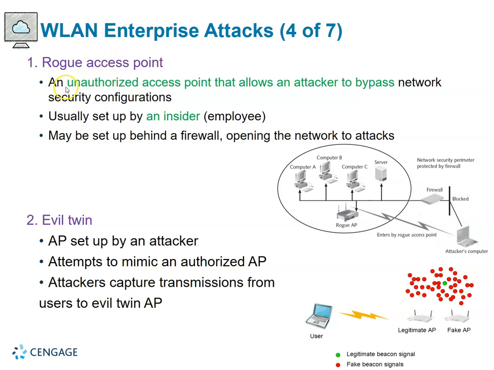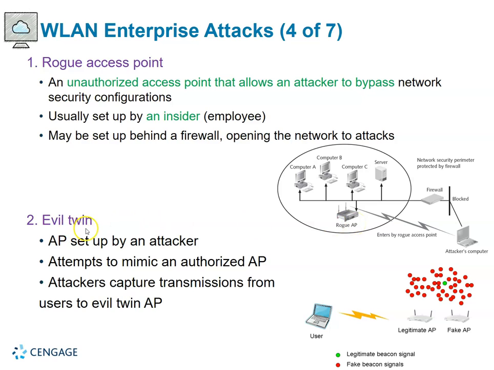So the definition here, rogue access point, is an unauthorized access point that allows an attacker to bypass network security. As I said, it could be an insider, most likely, who sets this thing up, and it's behind the firewall. So it defeats the purpose of the firewall by allowing this access.